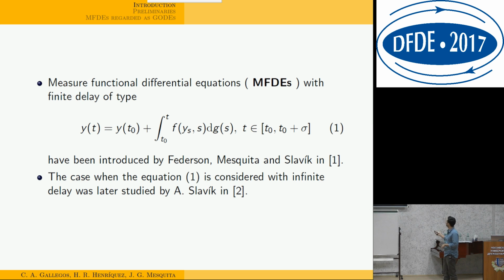When equation 1 is considered with infinite delay, it was later studied by Antonin Slavik in 2013, and he worked on a phase space defined similarly to the classical phase space in the theory of retarded functional differential equations, and he proved theorems about the existence and uniqueness of solutions.